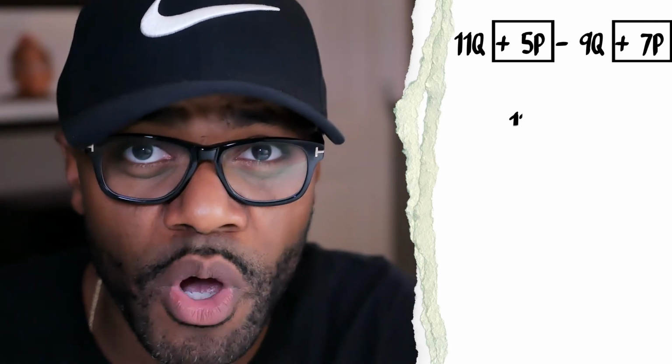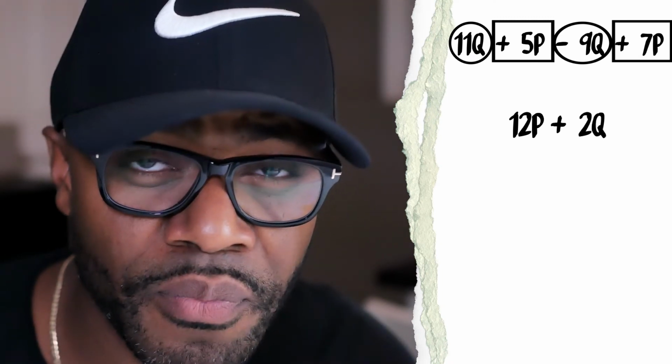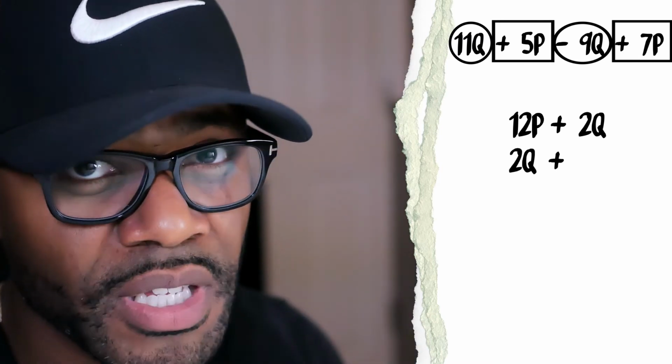Question number seven reads 11q plus 5p minus 9q plus 7p. Here we have two sets of like terms. So we're going to use both the circle and the square. We're going to put a square around the letter p, and that's going to be around the 5p and the 7p. We can combine those two terms to make it 12p. Then we have the 11q minus 9q. Let's put two circles behind those. Taking the sign that's in front of the 9, which is a negative, we'll be left with a 2q. So the final answer is 2q plus 12p.